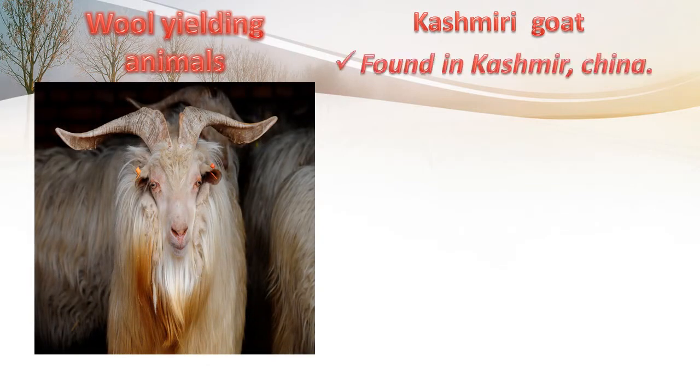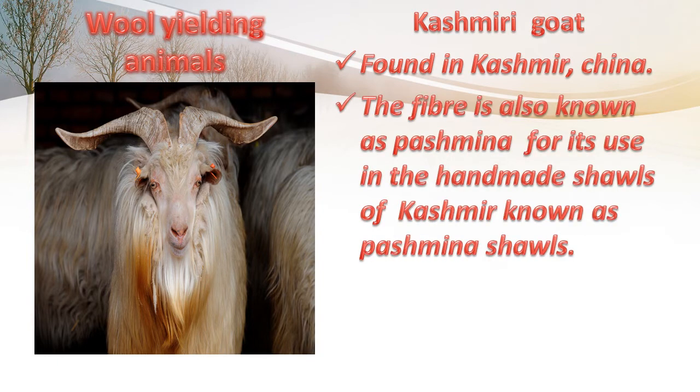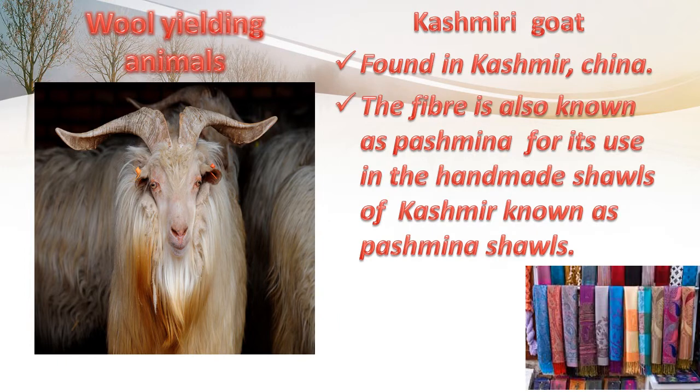The next wool-yielding animal is Kashmiri goat. It is found in Kashmir and in China. The fiber is also known as pashmina for its use in the handmade shawls of Kashmir known as pashmina shawls.